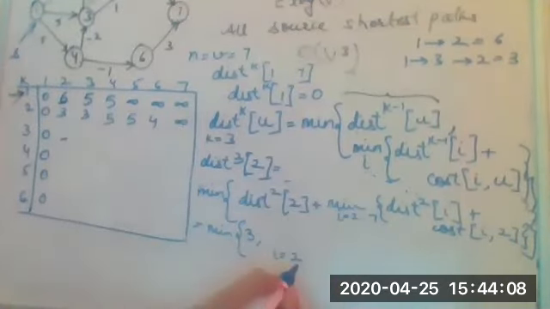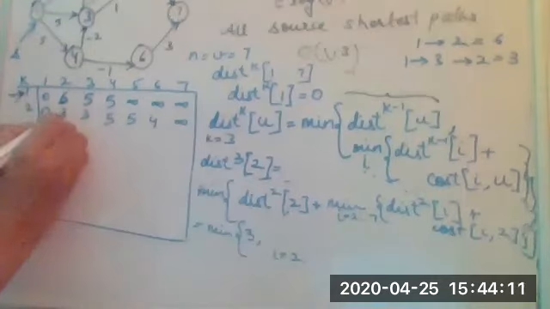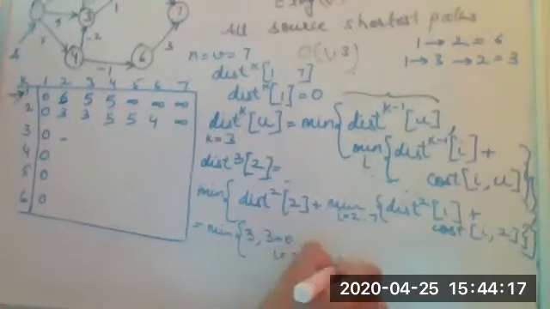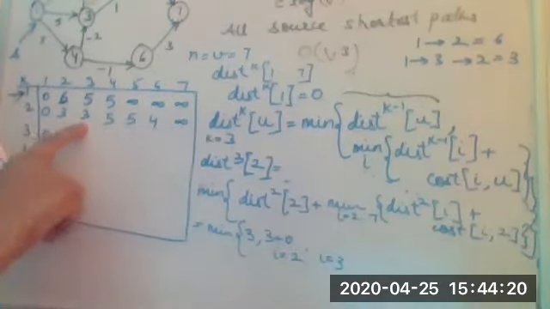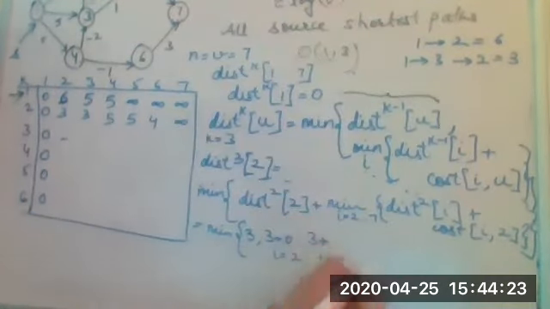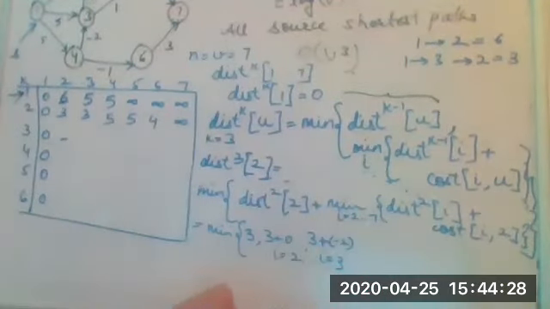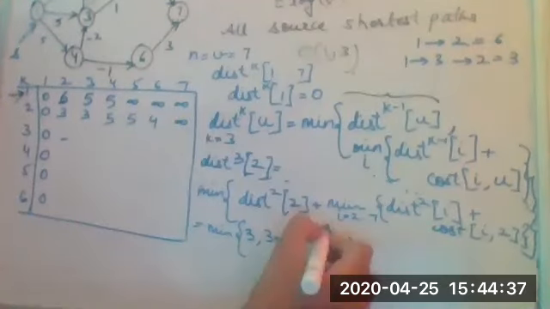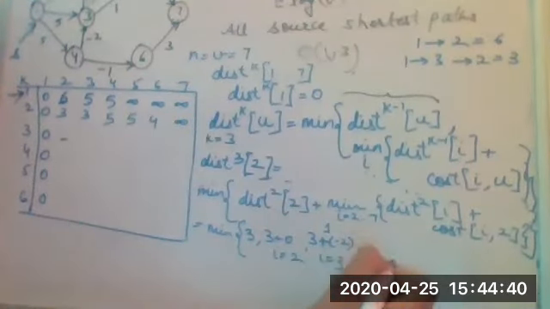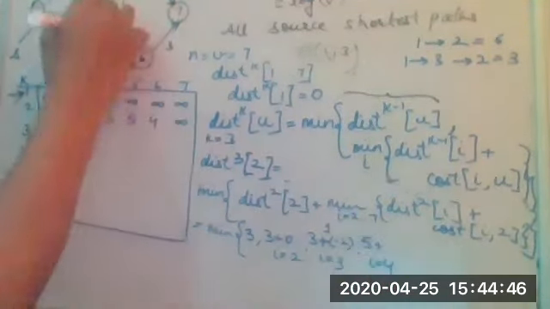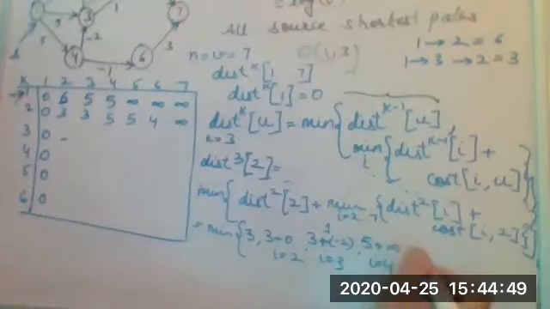Now, if I am considering the second vertex, yes, what is the previous value here? 3, and 2 to 2 is 0. If I'm taking I equal to 3, yes, in the third column, the value was 3, and from 3 to 2, there is a value minus 2. Yes. So in this case, this value will become 1, when I is equal to 4, what is the previous value here? 5. Is there a path from 4 to 2? No. So this will be an infinite value.